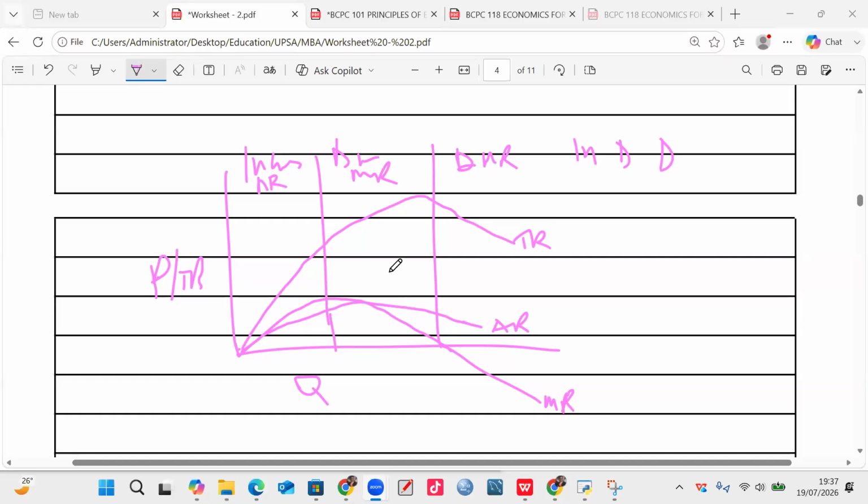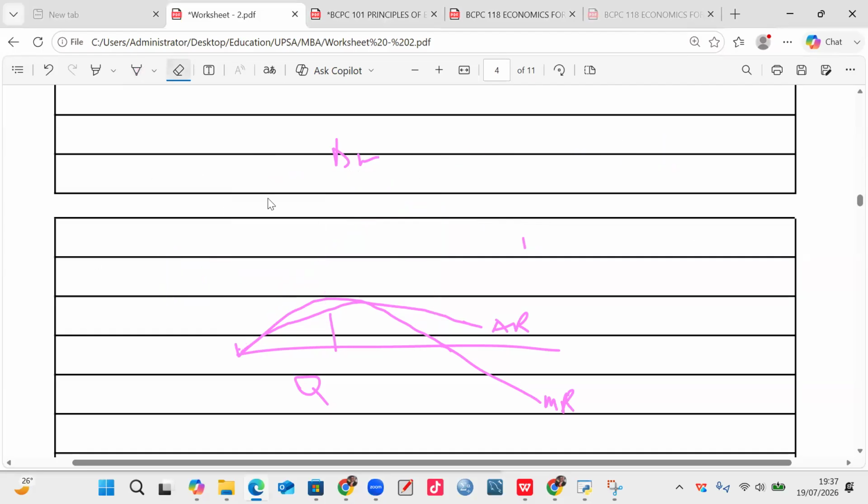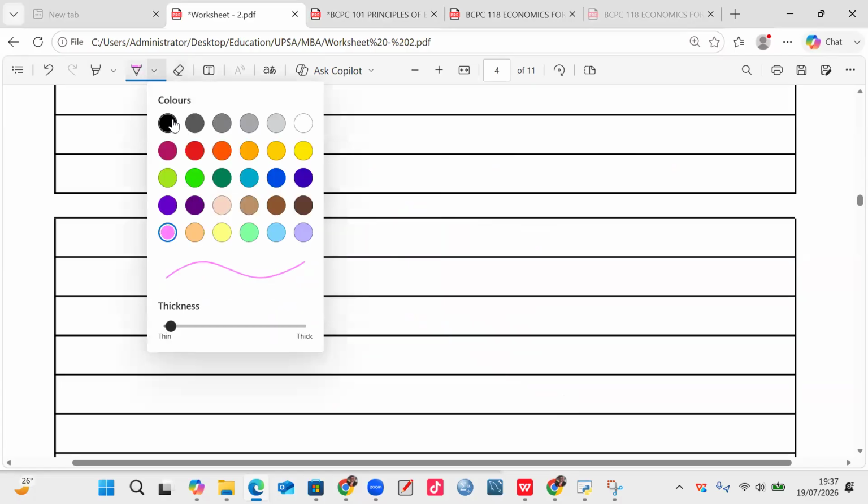So this is called the stages of production. I told you I'll draw the graph for you. So let me redraw it again so that we can use it to answer the question. It doesn't mean in the exam you should draw it. In the exam you can be asked to draw the graph.